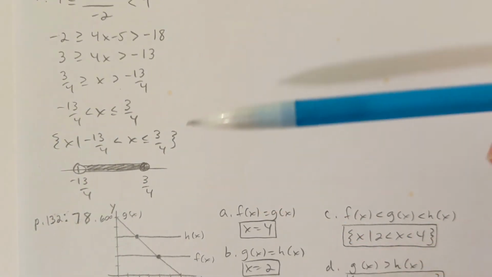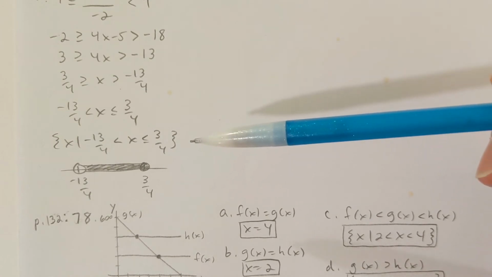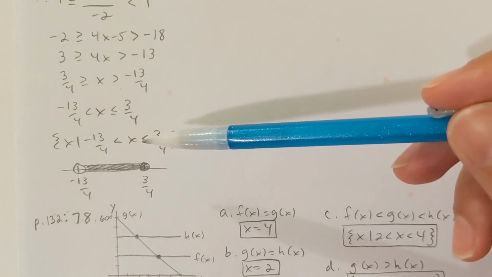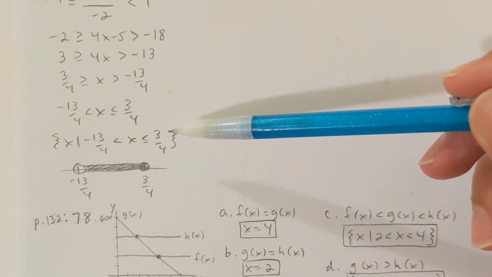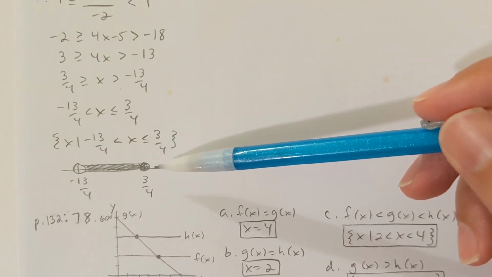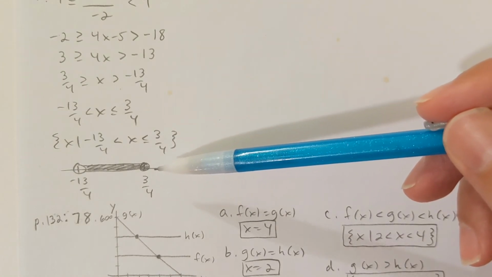Okay, here I've got set notation written. The set of all x such that x is greater than -13/4 and less than or equal to 3/4. Okay, and I'm including 3/4 in my answer.